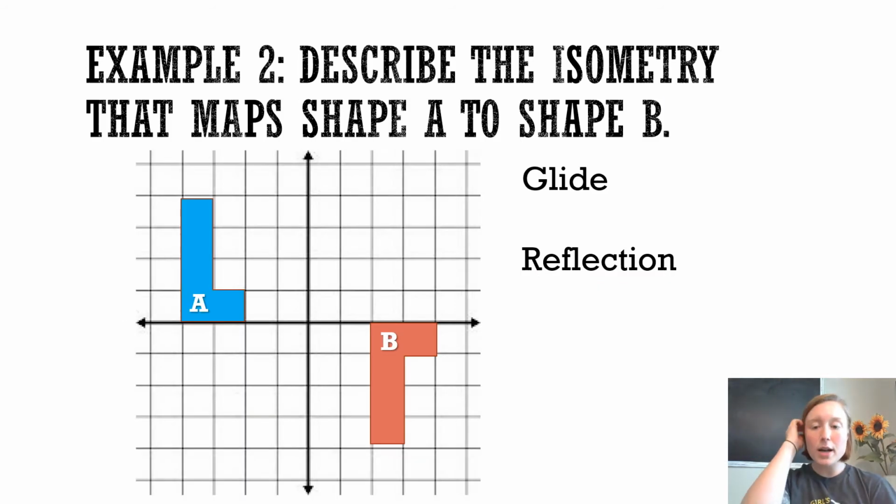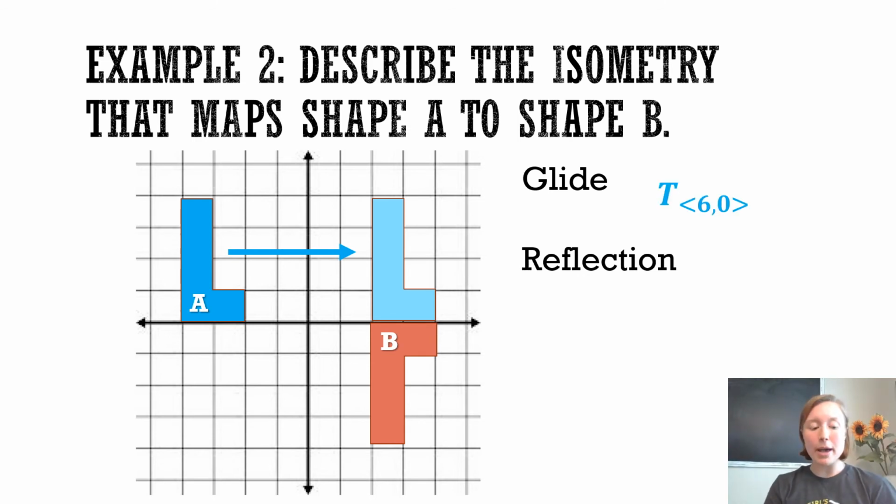Okay, so example 2 asks us to describe the isometry that maps shape A to shape B. So remember, we have to describe it as a glide reflection. So we're kind of looking for both of those things. So if I want to think about, okay, first of all, how is my shape gliding so that it's getting to a point where I can reflect it? Well, it looks like I could take this shape A and just kind of slide it over this way, right? And so if I slide it over that way, that's my glide. Okay, and then it looks like I could just take this light blue shape and reflect it there over the x-axis, and I would end up at shape B.